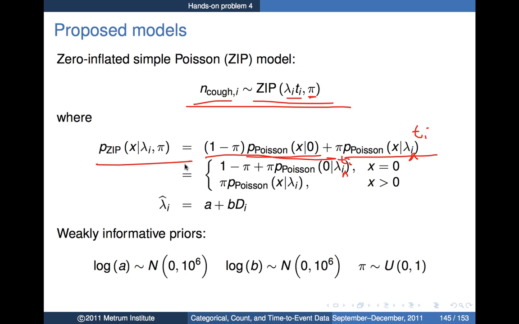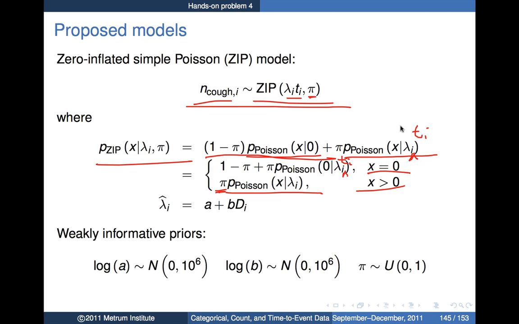Okay, and this is just writing that out in another form here. So that says that in the case when x is equal to 0, then the probability for that is going to be 1 minus pi, plus pi. It's because this Poisson probability of 0 is actually just a 1 in this case. And then alternatively, when x is greater than 0, you get the Poisson probability multiplied by pi, and our lambda i in this case.